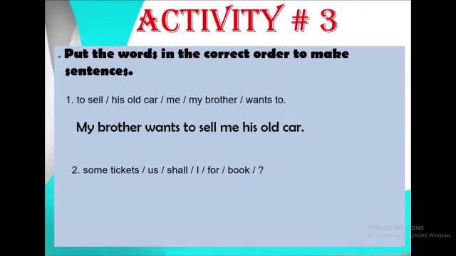Number 2: some tickets, us, shall, I, for, book. And there is a question mark at the end. It means that you have to make a question. So, it's: shall I book some tickets for us? So this is how you have to do the activities.